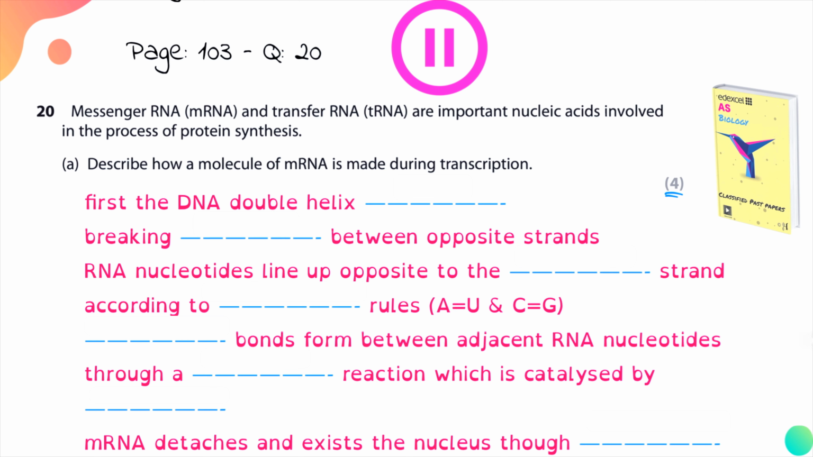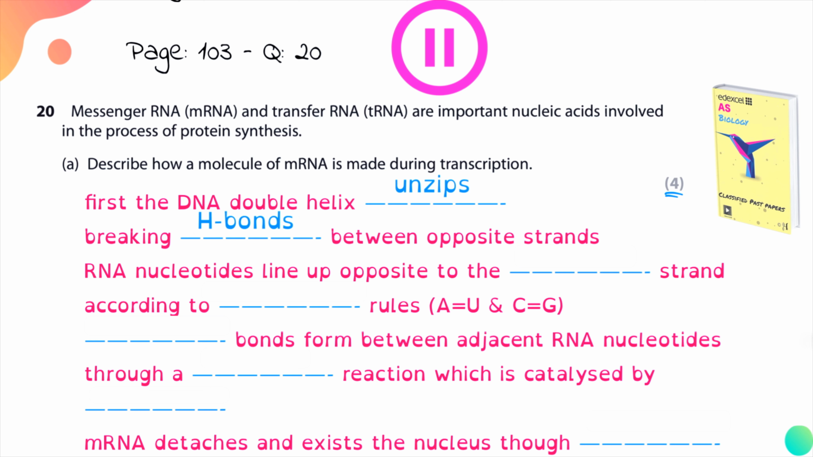So let's start by filling in the blanks. It says that the first DNA double helix, what is going to happen first? First, we're going to unzip or unwind, both are acceptable. Break the existing hydrogen bonds in the DNA molecule.